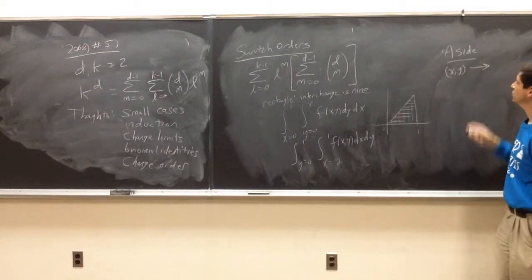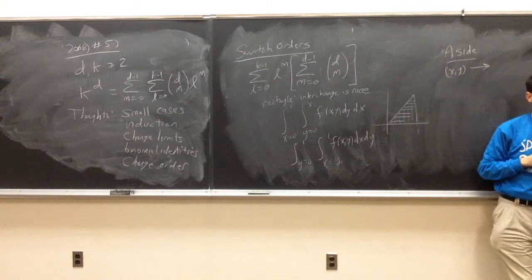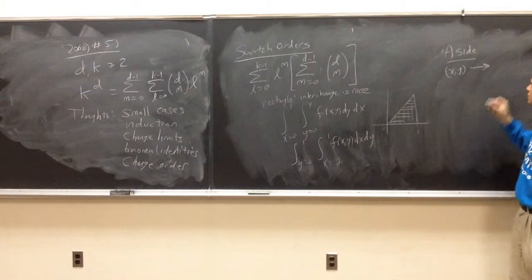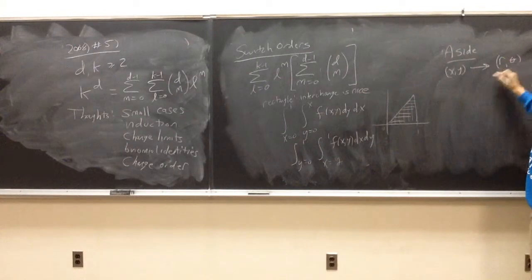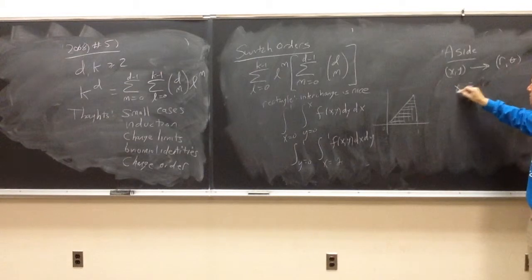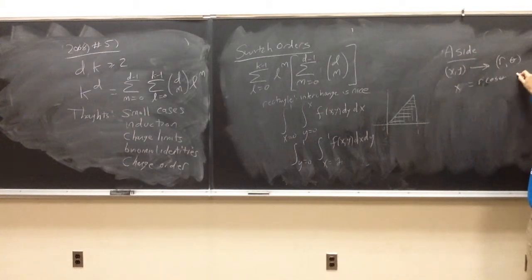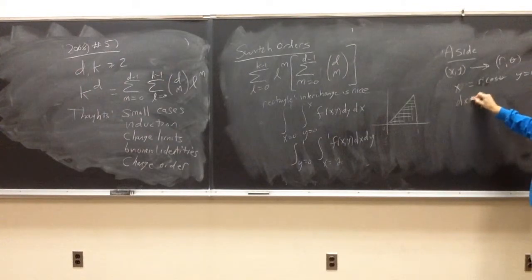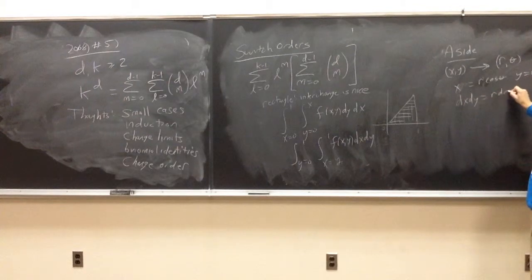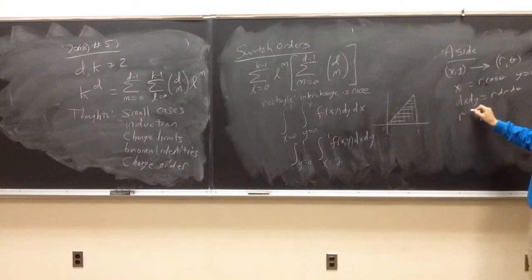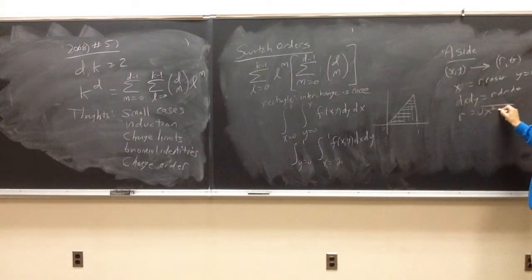As a last aside, what's one of the most famous changes of variables you can make? Cartesian to polar, to r theta. And so we get x is r cosine theta, y is r sine theta, dx dy is r dr d theta, r is the square root of x squared plus y squared if you want to go backwards, and theta is the tangent inverse of y over x.